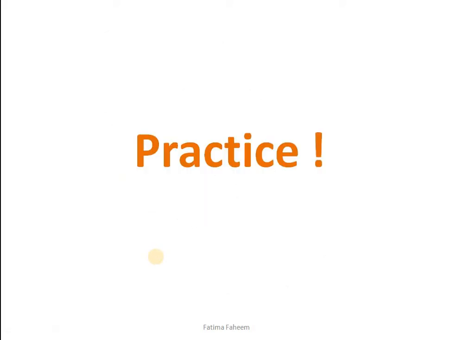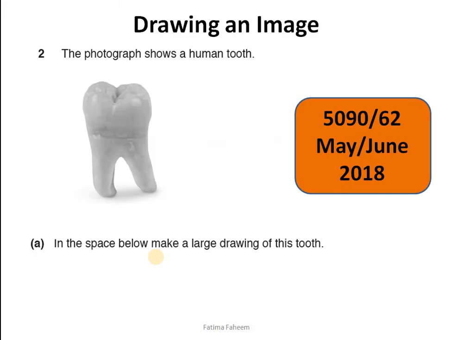Now let's practice how to make diagrams by having some references from your past paper. This first question is taken from the paper of May-June 2018. The variant is 6-2. You can see that the question requires you to make a drawing of this tooth in the space given. Now you see that it has been indicated that you have to make a large drawing. It means that whatever the size of this tooth is, you have to enlarge it and use the space provided. Almost 75% of the space must be used.